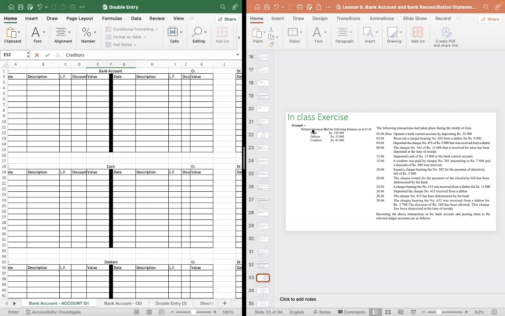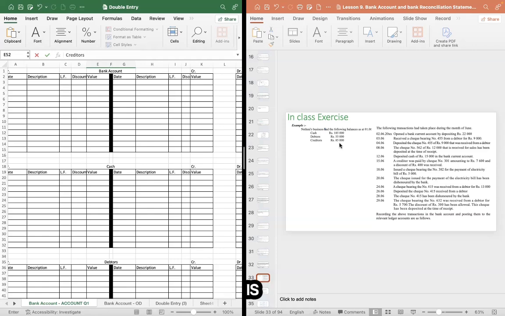Now, they are saying NetMe's business had the following balances as at 1st June. Cash 1,85,000, debtors 55,000, creditors 85,000. Okay. Now I need your answers. Now in this question they have not said whether it is a debit balance or a credit balance. Right? They say there is 1,85,000 for cash, 55,000 for debtors, and 85,000 for creditors.